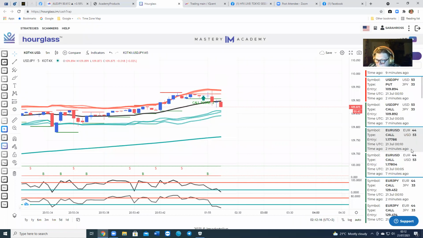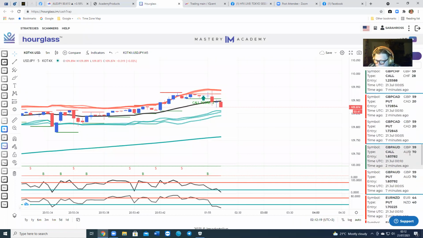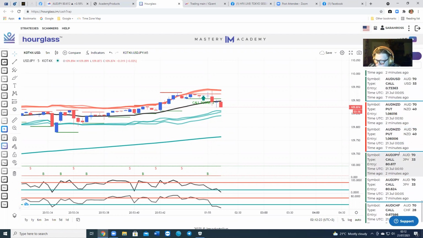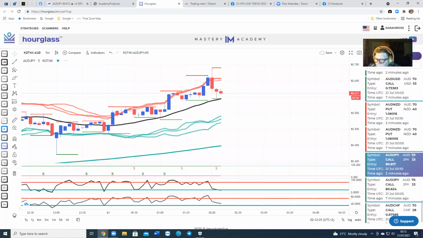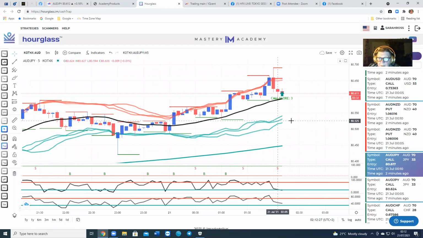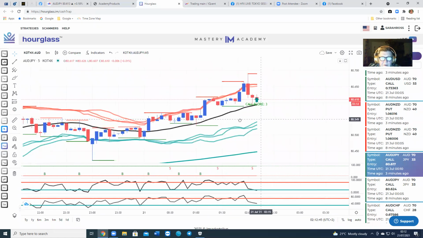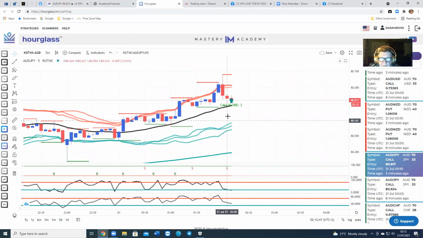let's have a look here at AUDJPY. So you can see it says here base currency, and I'll explain the point system in a minute. We've got this set here at your local time zone, UTC +2 for me. So I've got Australian dollar at 70, Japanese yen at 33. It was a call at 617 2 minutes ago. This is on a 5-minute chart, you can see here.